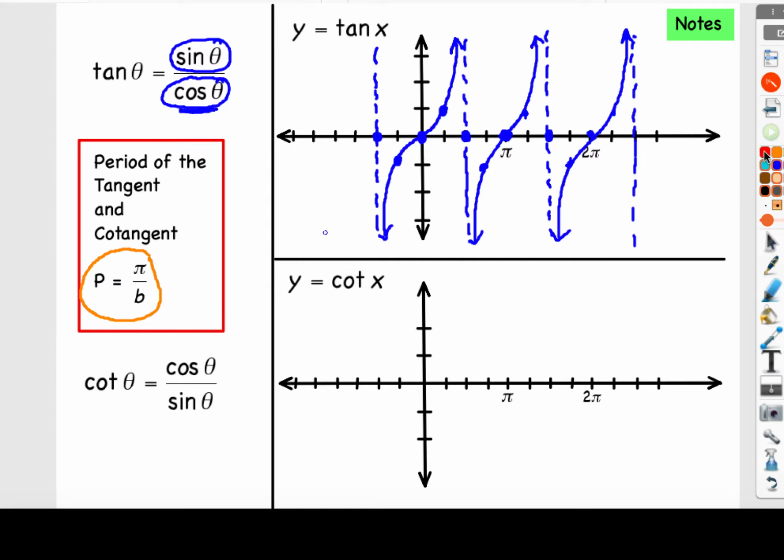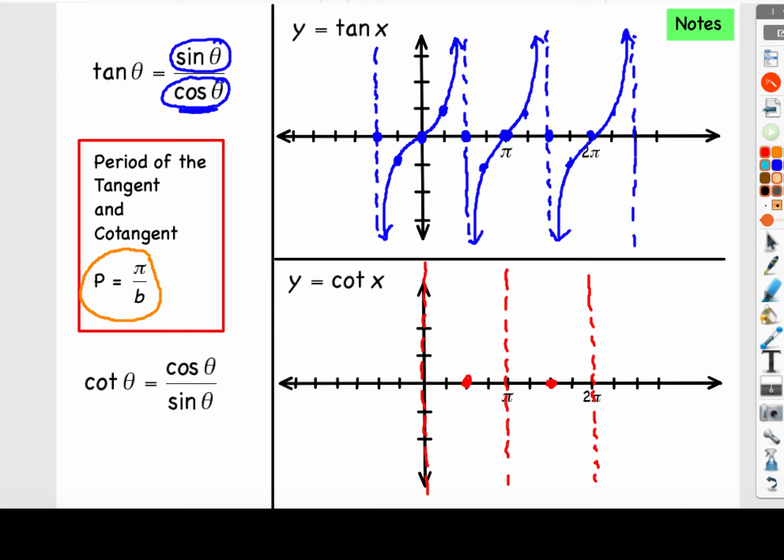Realize the cotangent is kind of the same idea. The difference is now we're dividing by the sine. So again, the first asymptotes are going to happen at 0, they're going to happen at pi, and the third one would happen at 2 pi, where the sine would have been 0. Where the cosine was 0, we're going to have a 0 value. So again, halfway between the asymptotes, we're still on the axis.